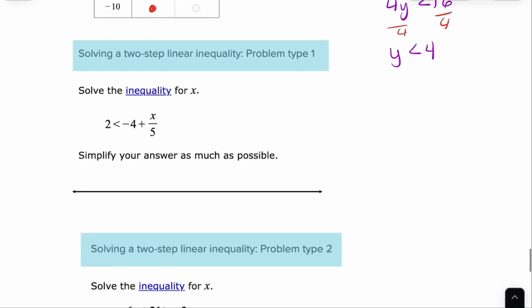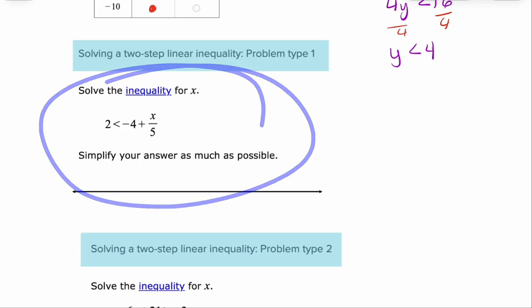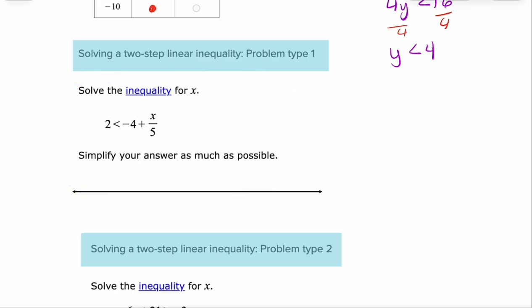Let's look at this example right here. It says solve the inequality for x. Simplify your answer as much as possible. I have included a number line. We are going to get in the habit of drawing it on the number line and writing the interval notation. So let me write it a little larger here so we can see it.